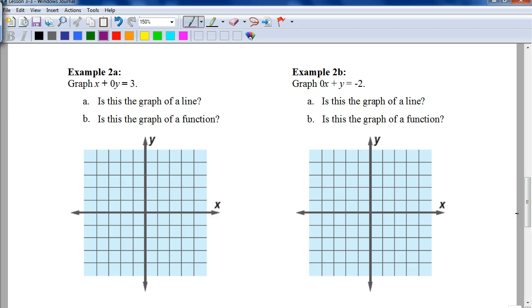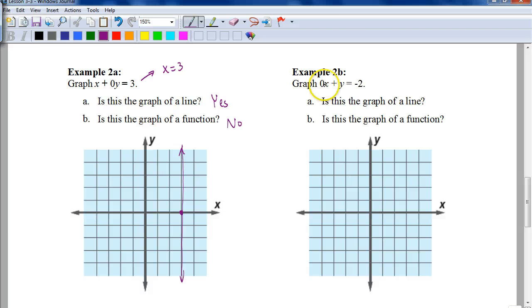So let's look at these. It says, is this graph of a line? X plus 0y equals 3. Yeah, it's a graph of a line. Another way to look at this is to be in the form, since 0 times y is nothing, it would just be x equals 3. Meaning it's going to be a vertical line going through the point where x equals 3. And so no, it's not a function, because vertical lines are not a function.